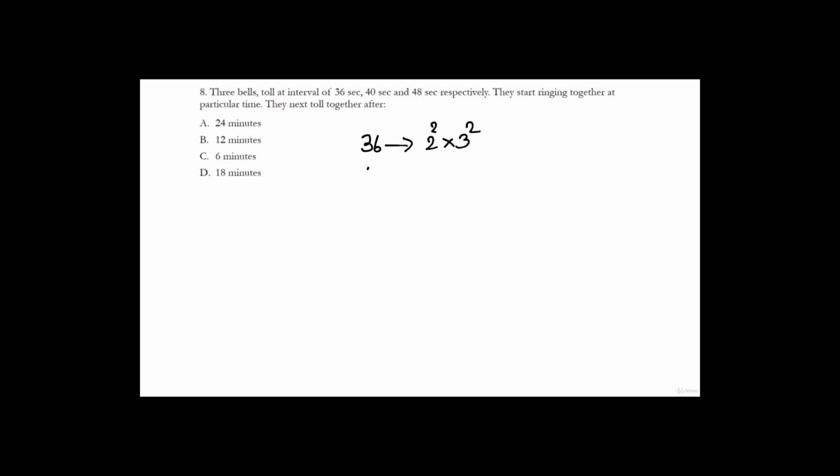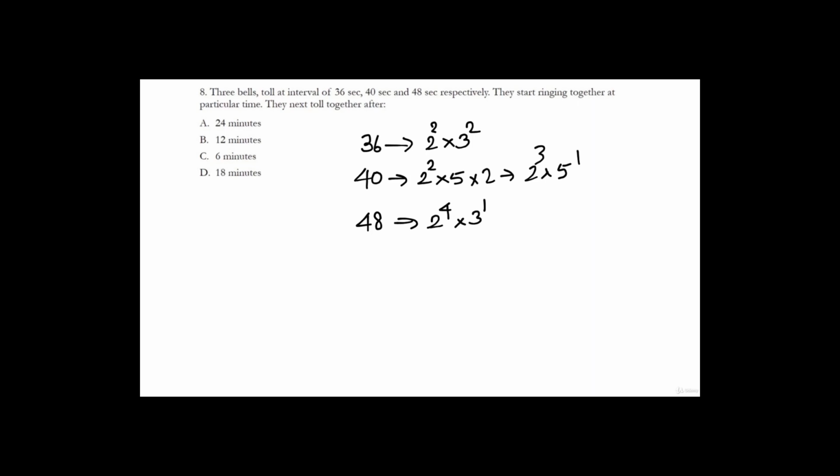Sorry, not 12, that is 48. Sorry for this. 40 seconds can be written as 2 power 2 into 5 into 2, which is actually 2 power 3 into 5 power 1. 48 can be written as 2 power 4 into 3 power 1.